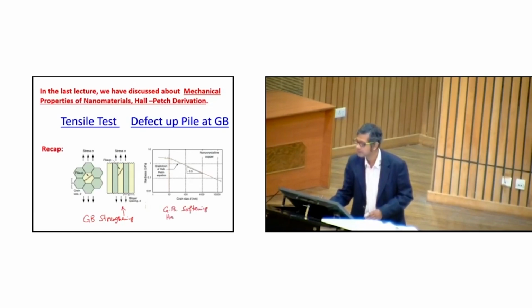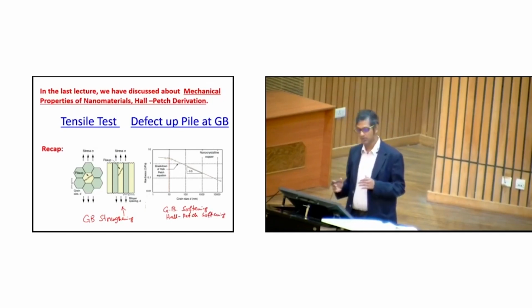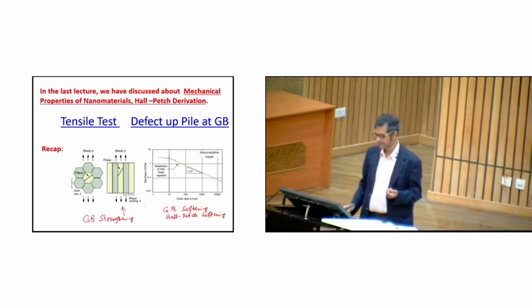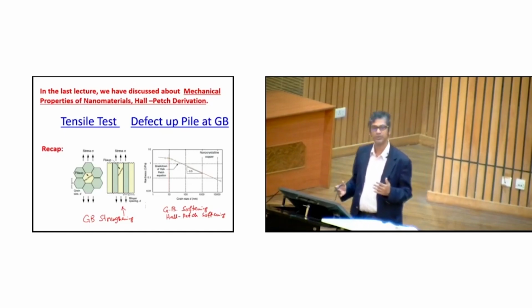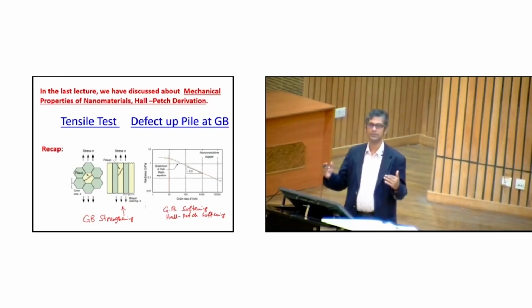This is known as grain boundary softening or Hall-Petch softening, because Hall-Petch is the relationship which dictates how grain size relates to the yield strength of the material or hardness of the material. So the basic model is known as the dislocation pile-up model of the grain boundaries. Dislocations generated from one grain boundary reach the other grain boundary and get piled up, and that leads to strength.